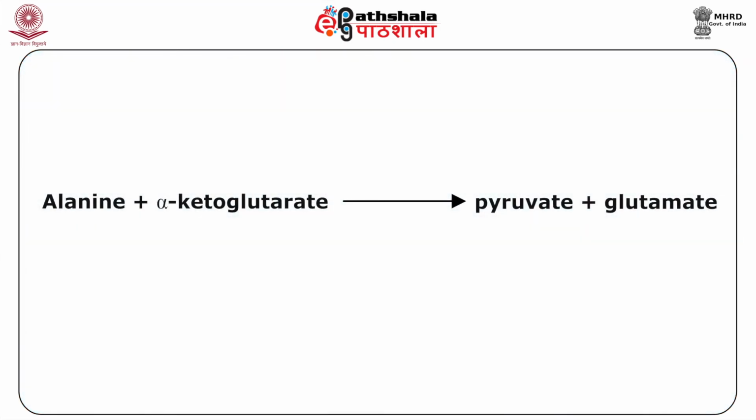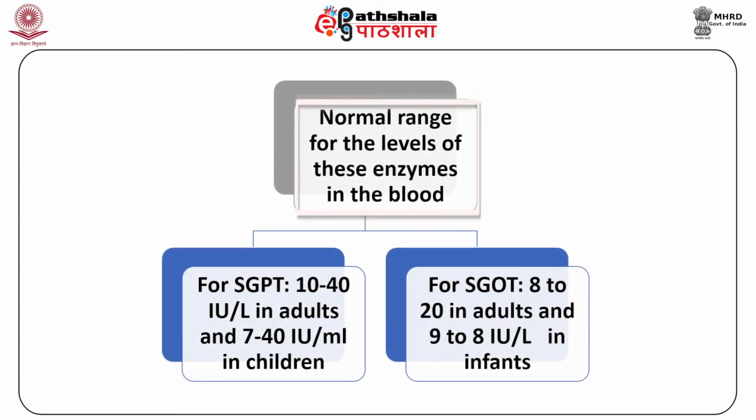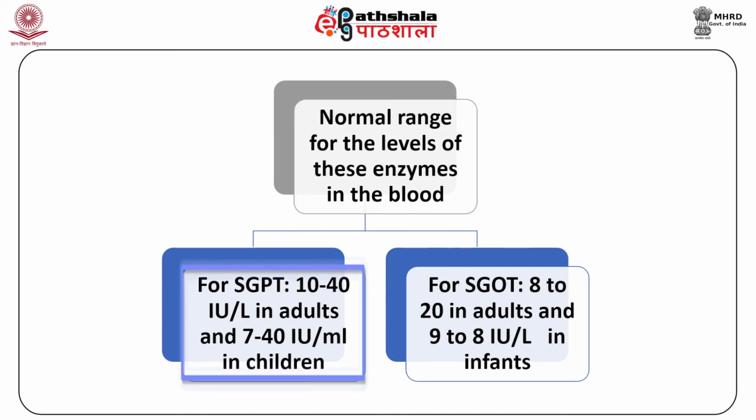The reaction catalyzed by SGPT is alanine plus alpha ketoglutarate giving rise to pyruvate and glutamate. In the clinical estimation of SGPT enzyme, the pyruvate released in this particular reaction is estimated by reacting it with 2,4-dinitrophenylhydrazine. The end product of this reaction is a pink colored product. The pink colored product obtained as a result of this reaction is colorimetrically estimated at 505 nanometers and correlated to the activity of SGPT.